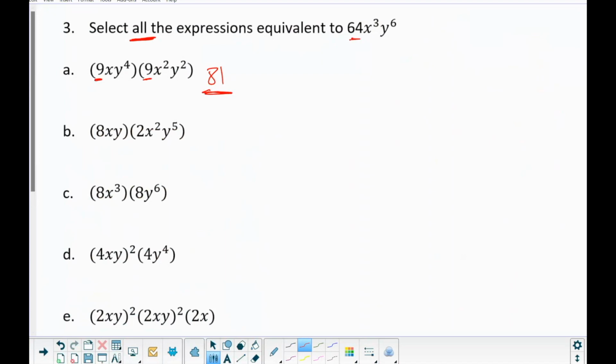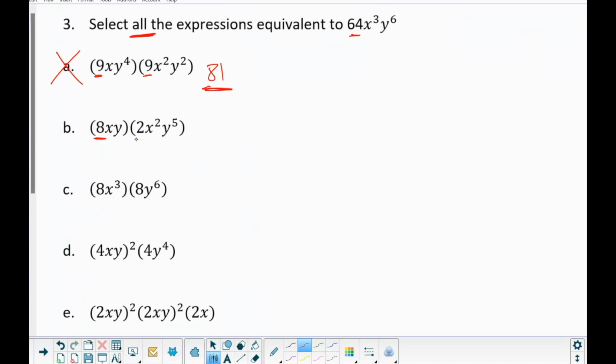Now, 81 is not 64, so I'm not even going to keep going with this one. I know that is not the answer. Let's go to the second one. 8 times 2. Well, 8 times 2 is 16. Again, not 64, so I'm going to keep going. All right, 8 times 8 is 64. So I did my 8 times 8.